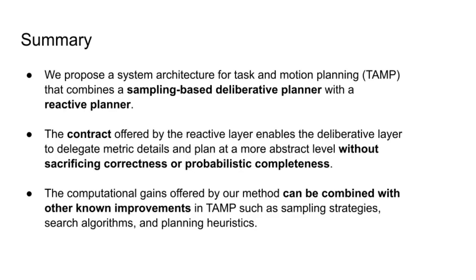In summary, we propose a system architecture for task and motion planning that combines a sampling-based deliberative planner with a reactive planner. The contract offered by this reactive layer enables the deliberative layer to delegate metric details and plan at a more abstract level without sacrificing correctness or probabilistic completeness.